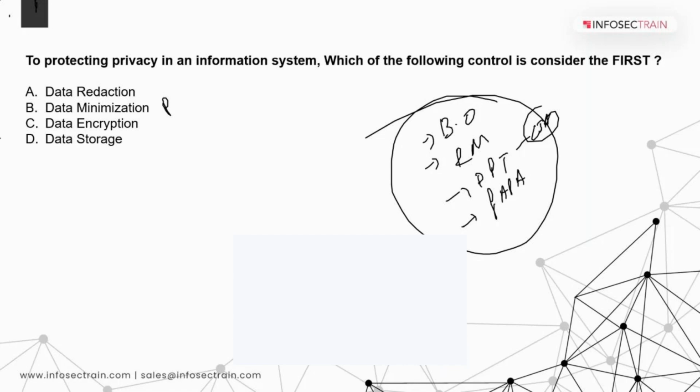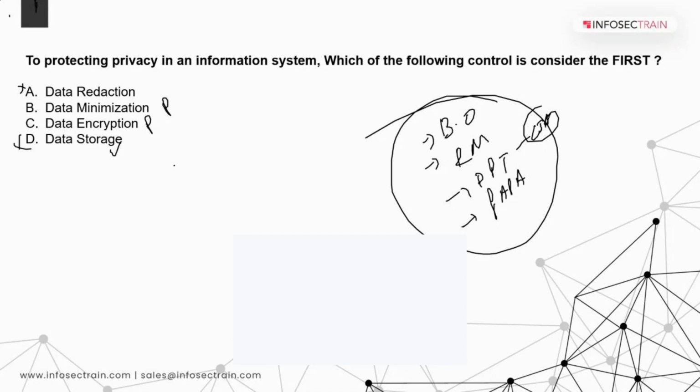So you can park data encryption too, yes, because if you encrypt your data and some data breach happens, it will not impact, because you have a key. Data storage is required for storage, but if you see, you can eliminate this one easily. Now data minimization and encryption.